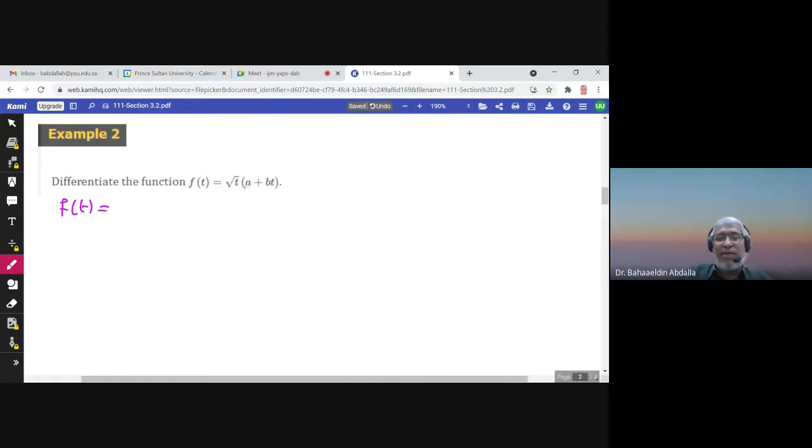Expand: a times square root of t, or a times t to the power half, plus b t times square root of t. Square root of t is t to the power half, and this is t to the power 1. And when we multiply, we add the powers. So we will have t to the power 1.5, or 3 over 2. So this is f of t. Let us find f prime of t.